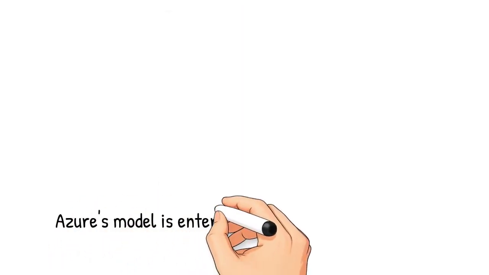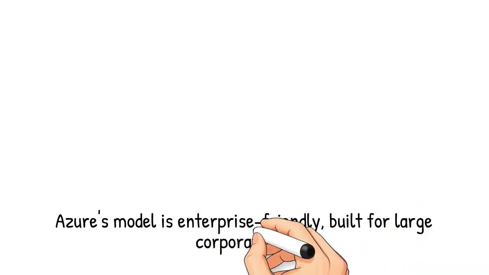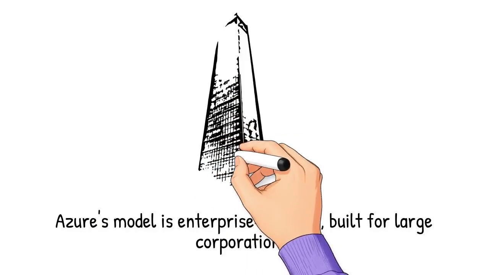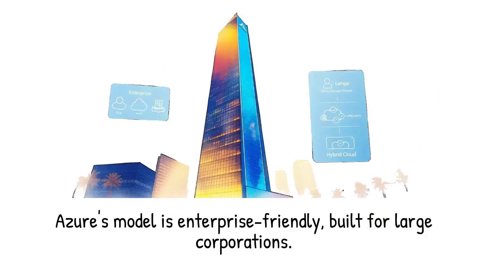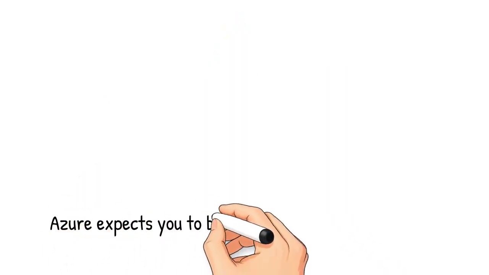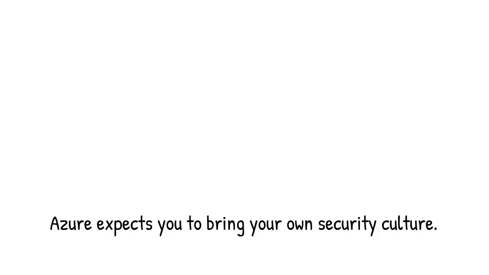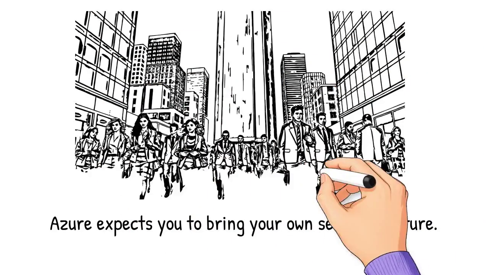Section 8. Azure Shared Responsibility, the enterprise-friendly approach. Azure's model is similar to AWS, but with a twist. Azure integrates deeply with enterprise identity systems. This means Azure assumes you already have Active Directory, group policies, enterprise security teams, compliance requirements, hybrid infrastructure. Azure is like a city built for large corporations. It expects you to bring your own security culture.